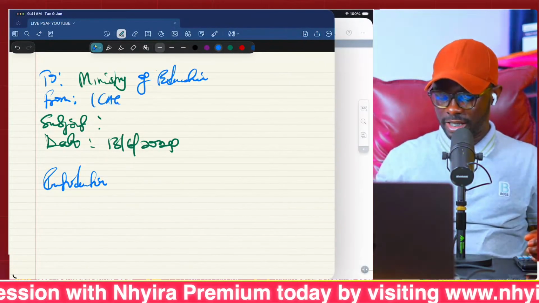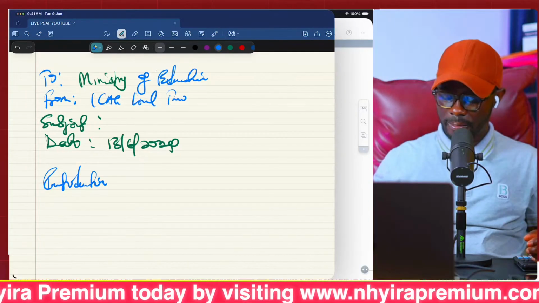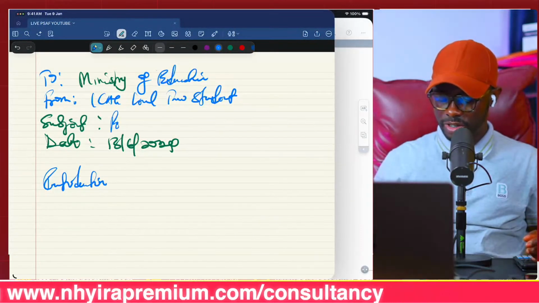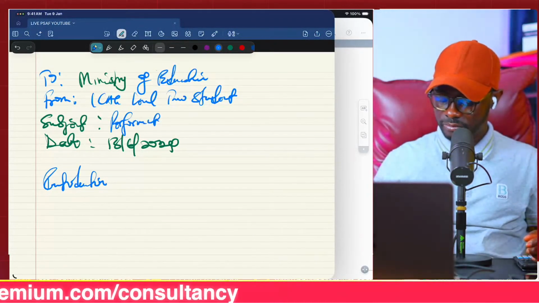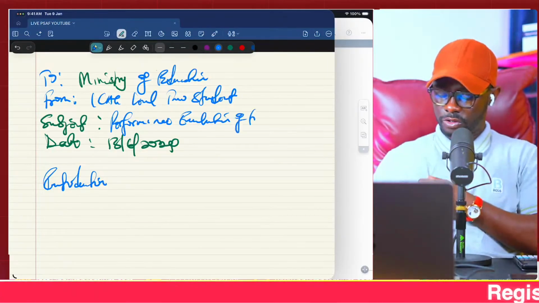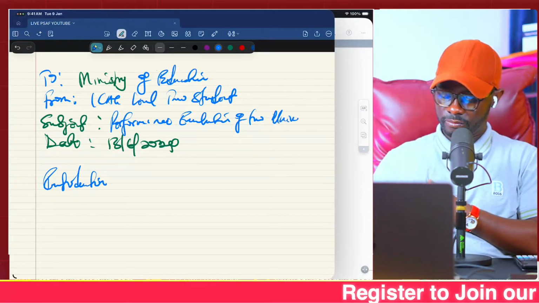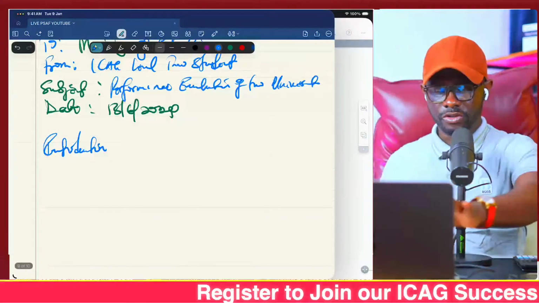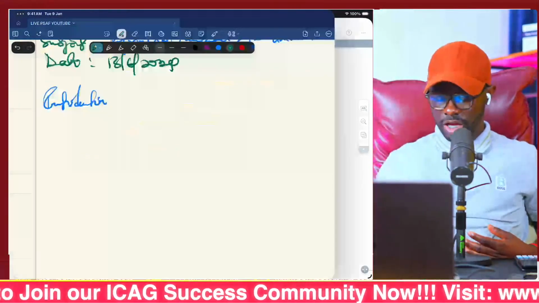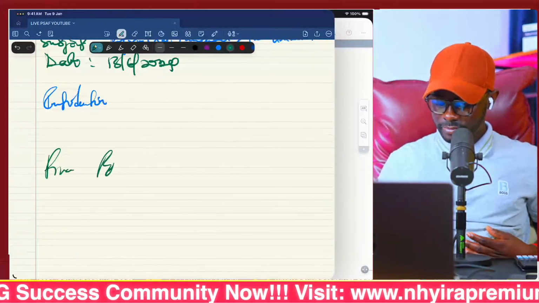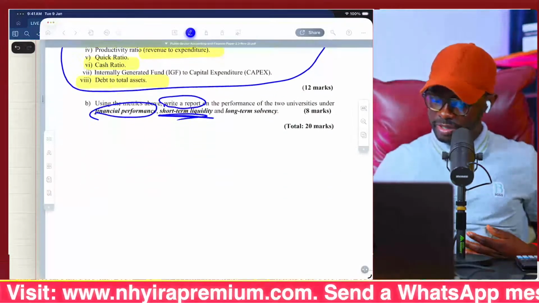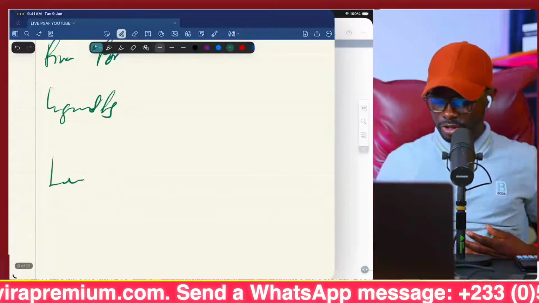You can say ICAG level 2 student. Subject matter: performance evaluation of 2 universities. Then you have your introduction. After your introduction, you now start with financial performance. So that will come as a heading. When you finish, you come to liquidity, which is short-term liquidity, and then you go to the long-term solvency.